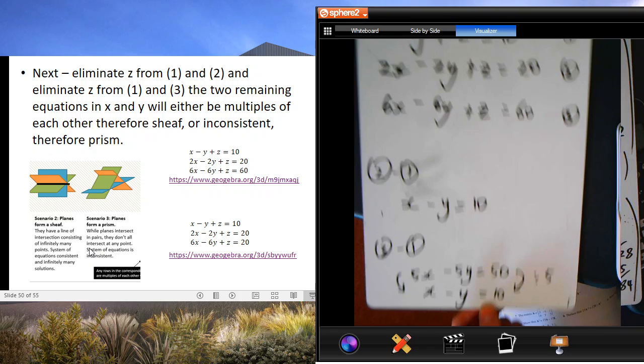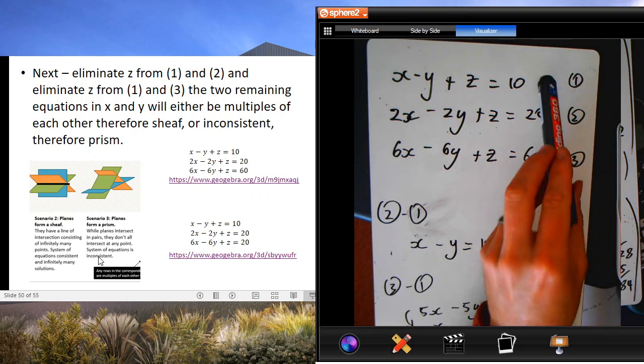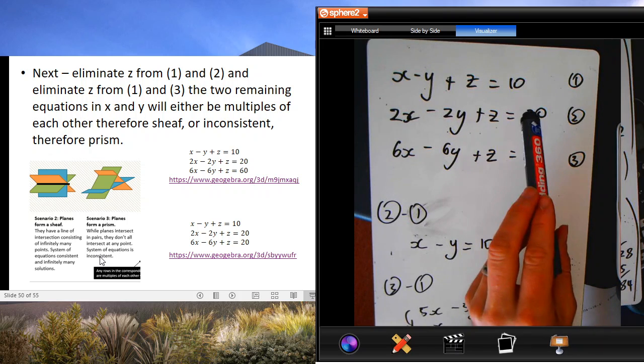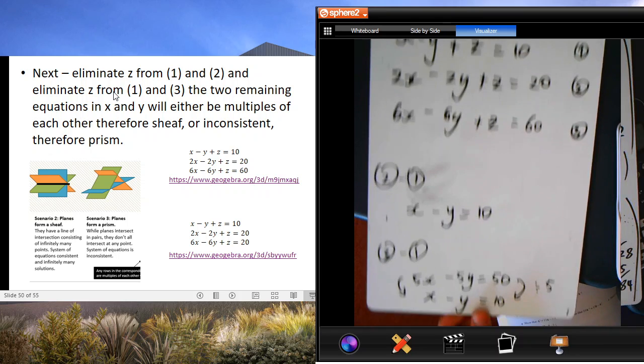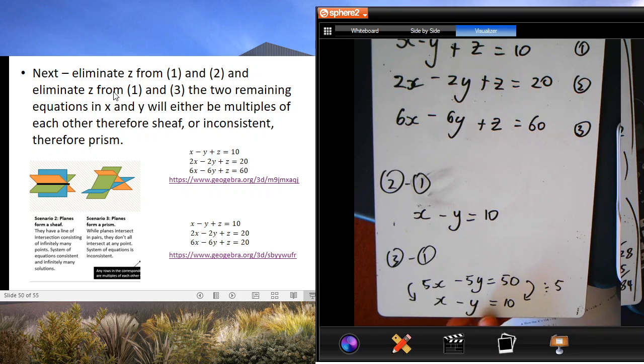So eliminate z from equations 1 and 2. Here's equation 1, 2 and 3. To eliminate z from equation 1 and 2, you've got equation 2 minus equation 1, which gives you x minus y equals 10. Next thing to do is eliminate z from equation 1 and 3. To do that, I'm going to do equation 3 take away equation 1, which gives me 5x minus 5y equals 50. Divide that by 5 gives me x minus y equals 10. You will see these are the same line. Because they are the same line, I know that I am in a sheaf situation here.